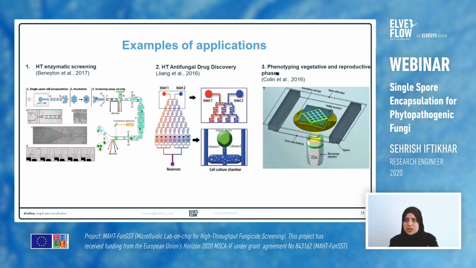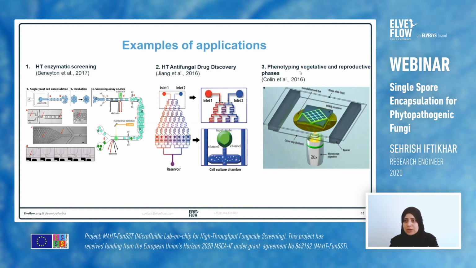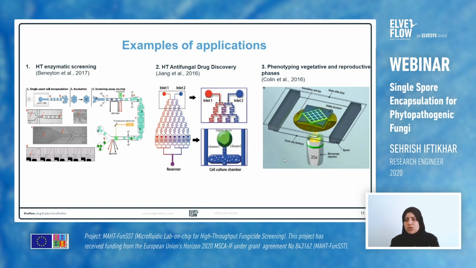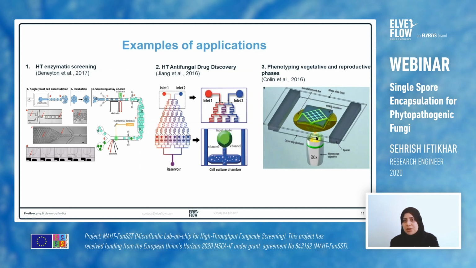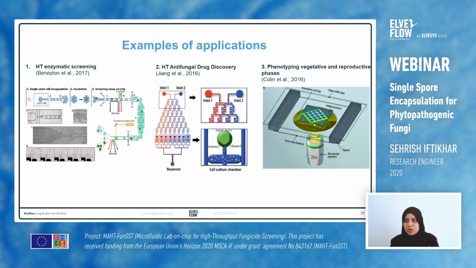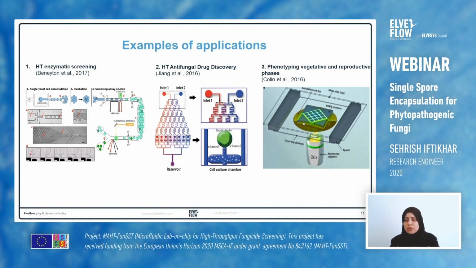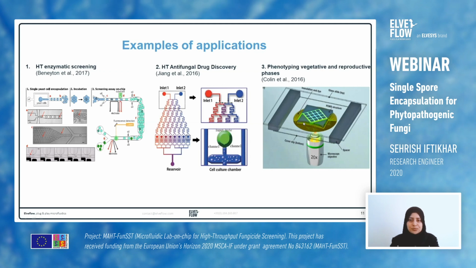The third application is the phenotyping of vegetative and reproductive phases. This is also a very important aspect. So here what they have done is they have used the fungi Fusarium, which causes sudden death syndrome in soybean, and they have done quantitative time-lapse microscopy on Fusarium, and then they studied its vegetative and reproductive phases, and they concluded that it takes around 5 hours for Fusarium to germinate. And this kind of information can be very helpful to find new drug targets for development of fungicides.